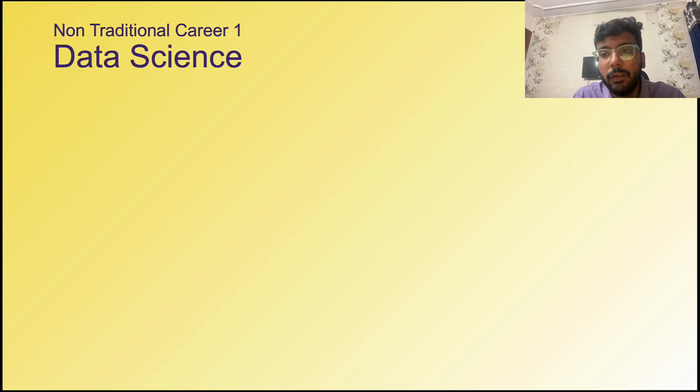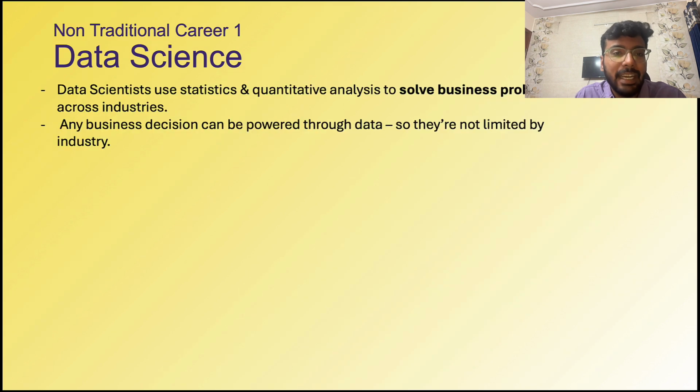Thank you. Now, firstly, what is data science? Data scientists are people who use statistics and quantitative analysis to solve business problems across industries. They are not limited to one industry like insurance or finance. They can be in FMCG, production, sports, gaming, whatever you name, right? Every industry has different business problems which can be solved through data driven solutions, right? So they're not limited by any industry.